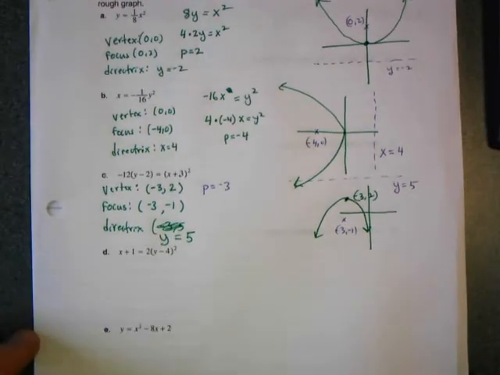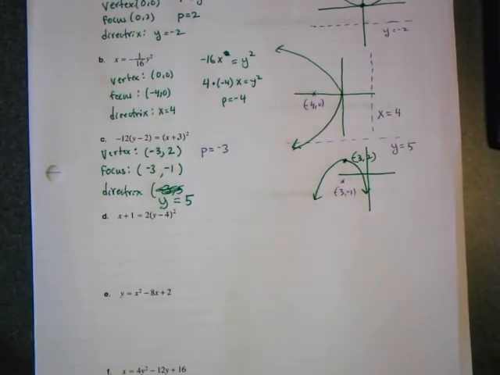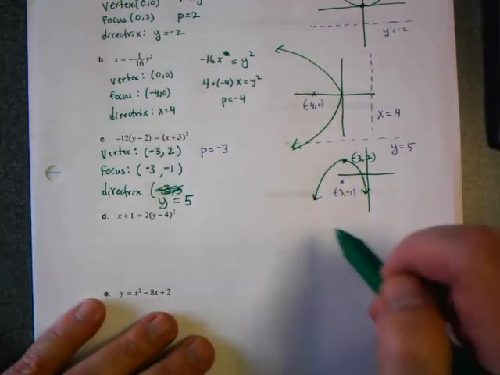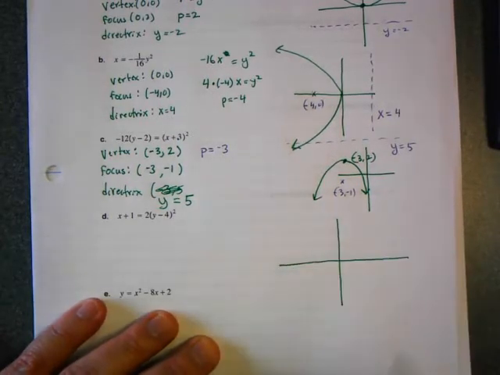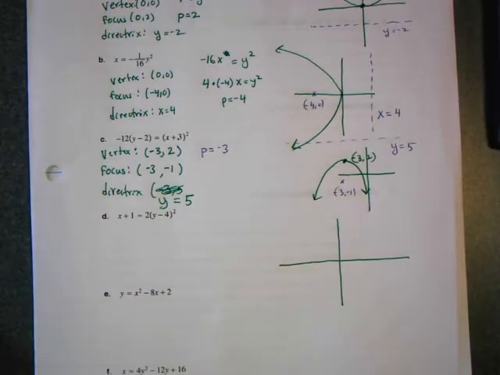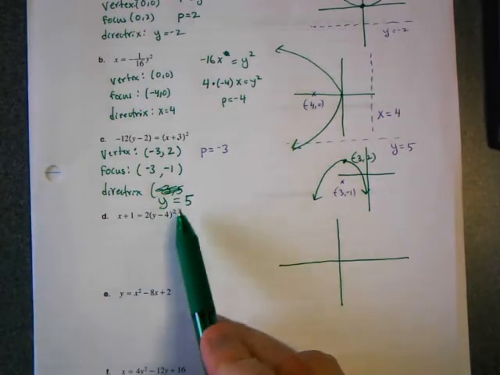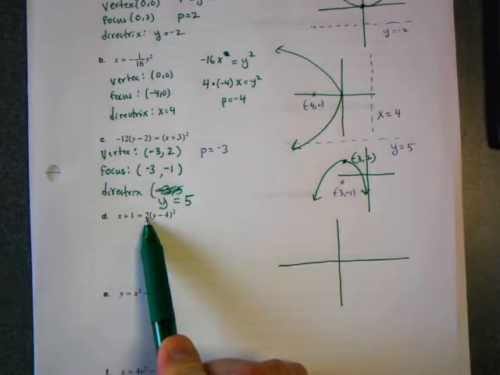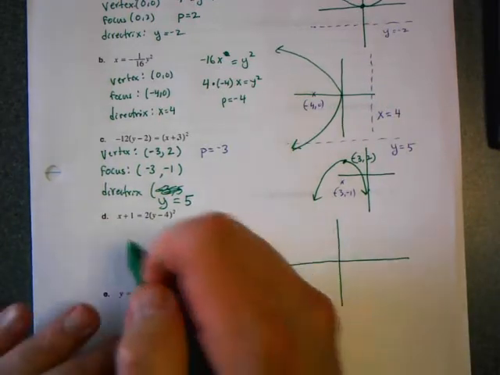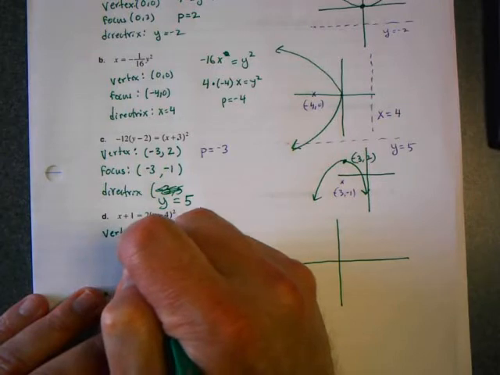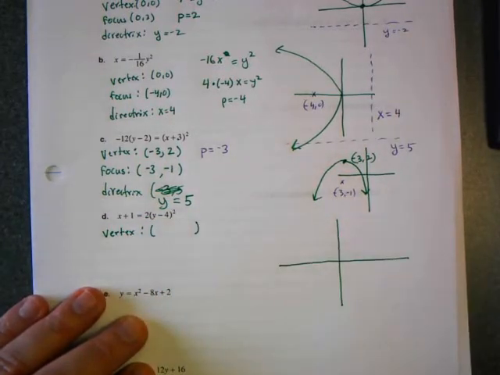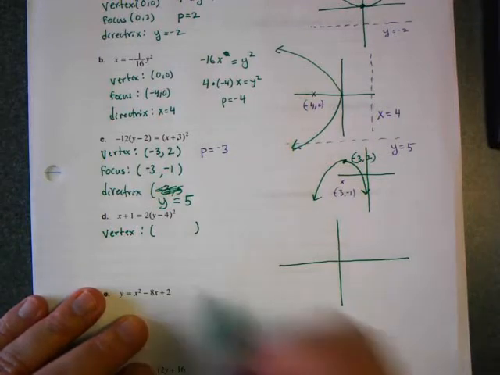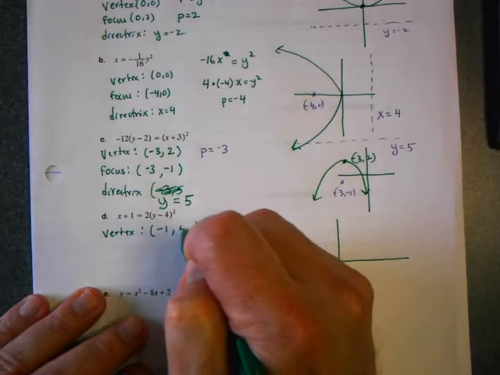All right. D, up, down, left, or right? Correct. Y is right, correct. We have a y squared, and that number right there is a positive, so that's a right. Where's the vertex? -1, 4. Why is it at -1 and 4?